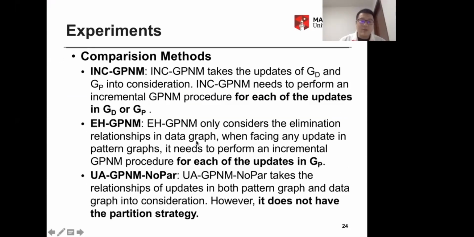Next, we introduce the experiments. We compare our methods with the following 3 methods. INC-GPNM needs to perform an incremental GPNM procedure for each of the updates in data graph or pattern graph. And the EH-GPNM needs to perform an incremental GPNM procedure for each of the updates in pattern graph. As for the UA-GPNM no partition, it does not have the partition strategy.